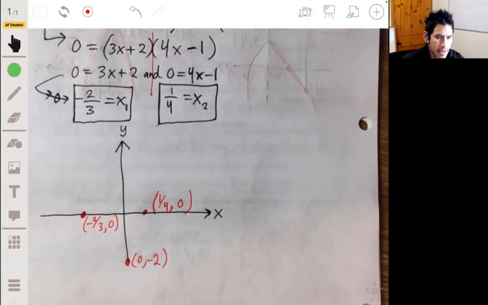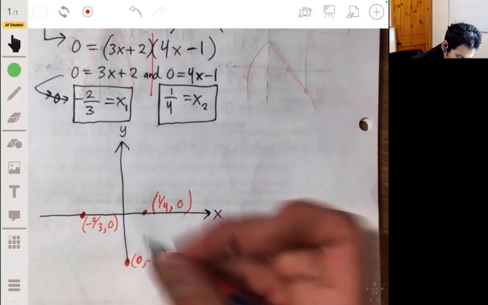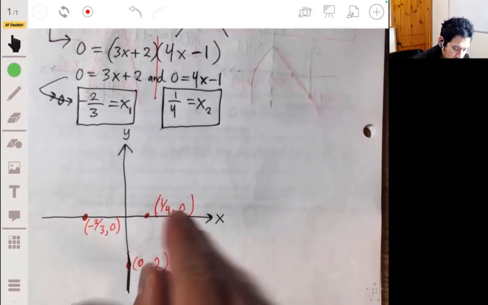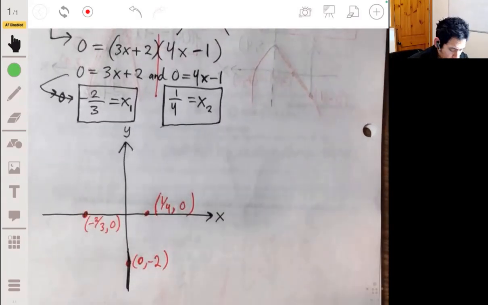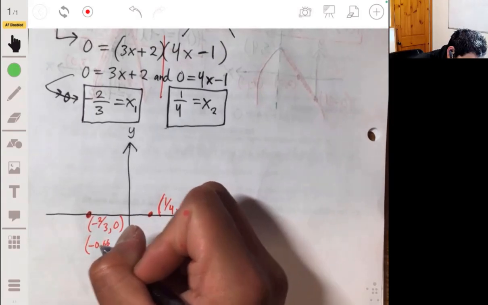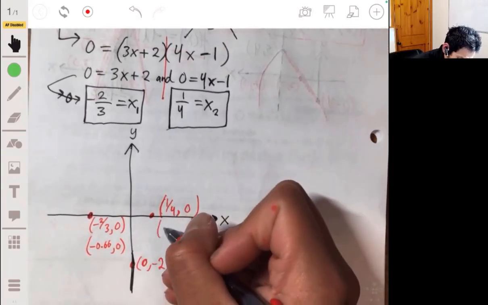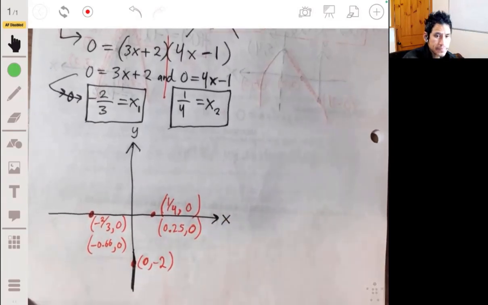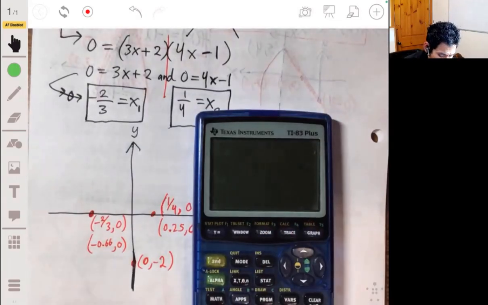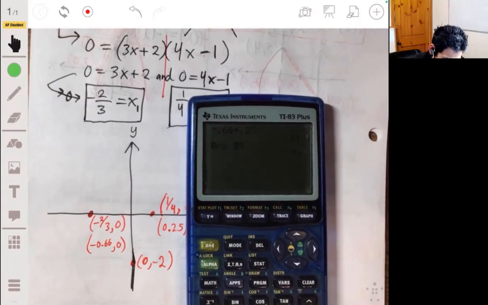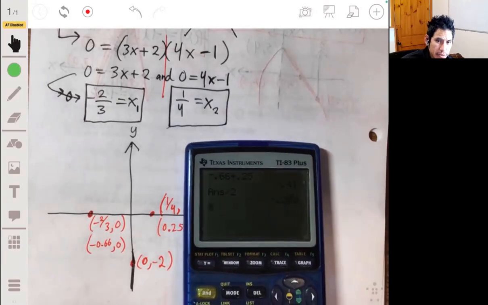And then what would be the vertex? Well, we want to find the middle of those two values. So we're going to use decimal approximations, make it a little easier to work with. That'll be negative 0.66 about, comma 0. And this will be 0.25, comma 0. Let's find the middle of those two numbers by adding them and dividing by 2. Negative 0.66 plus 0.25 divided by 2. We'll get negative 0.205.